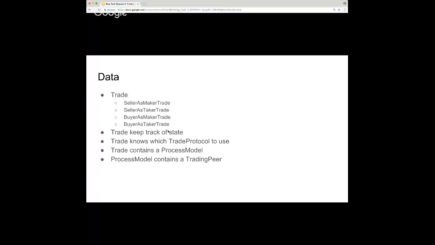The data is mainly encapsulated in the trade object itself. We also have 4 different types of trades: seller makes a trade, seller takes a trade, buyer makes and buyer takes a trade. They're parallel to the trade protocols. The trades keep track of the state, not only of the trade state. There are a few different types of states and phases where you are in the protocol. And the trade object knows which protocol it uses. So when it's a seller's maker trade, it will then use the seller's maker protocol.